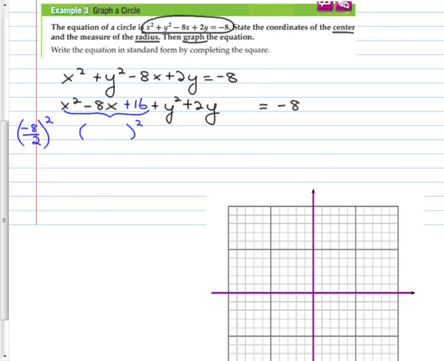We'll come pick it up in a minute. But we just got through adding 16 to the left side of an equation. We have to do it to the right side. Whatever I do to one side of an equation, I have to do to the other side of the equation.